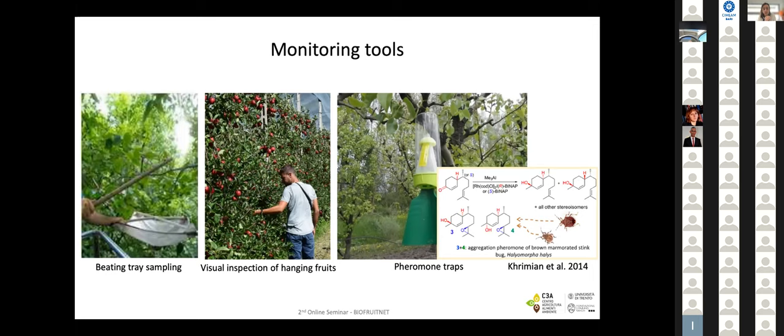these two methods are very costly and require a lot of human presence and activity. But a solution can be the use of traps, in particular pheromone traps. And at the beginning, a pheromone from another species, Plautia stali, was used, which was also active in the late part of the season on Halyomorpha halys. But finally in 2014, the two components of the aggregation pheromone of the species were described. And so now the pheromone traps use this species-specific pheromone together with some synergistic components.